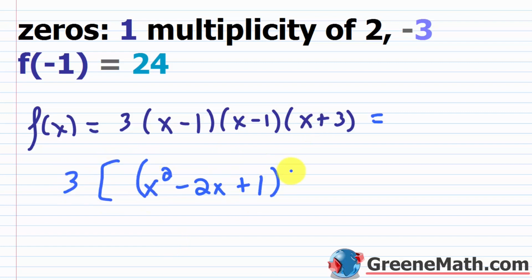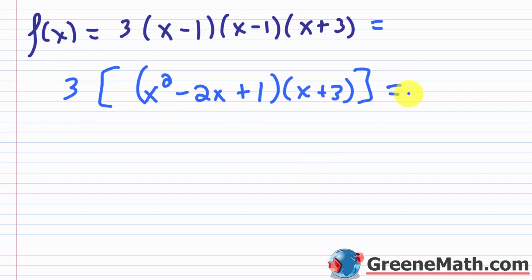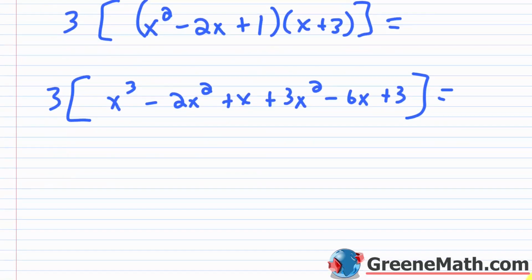And this is going to be multiplied by this. Okay, so let's go down here and continue. So we have 3 times. So x times x squared is x cubed. Then x times -2x is minus 2x squared. Then x times 1 is plus x. And you have 3 times everything, so I'm just going to go plus 3x squared minus 6x and then plus 3. Okay, so let me just combine like terms inside first.